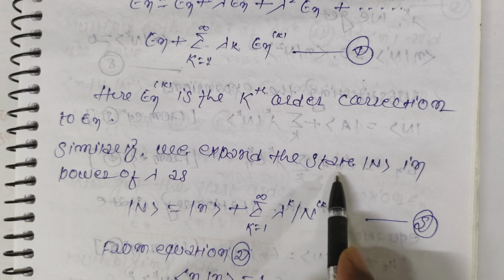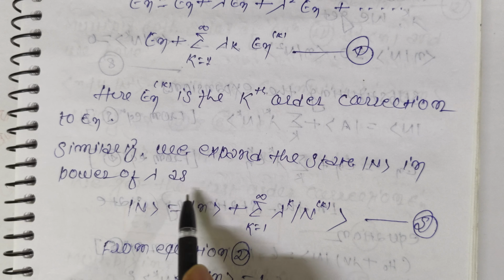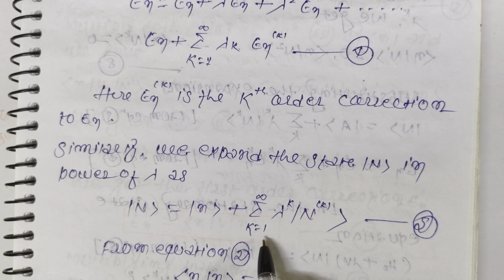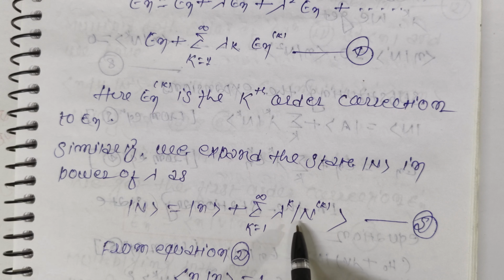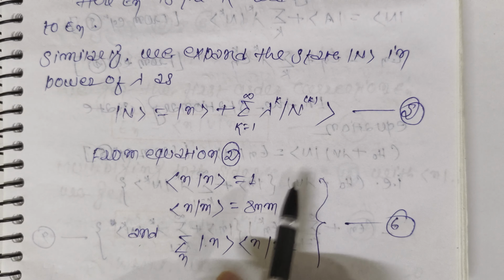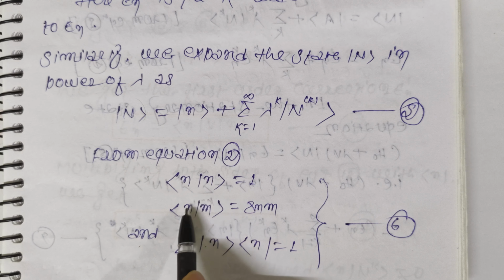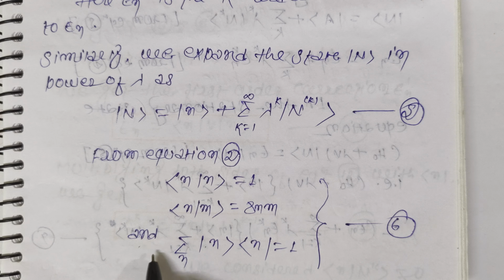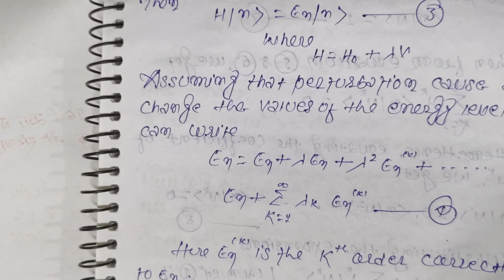Similarly, we expand the states |ψn> in powers of lambda. |ψn> is equal to |n> plus summation k is equal to 1 to infinity lambda to the power k |nk>. This is equation 5, friends. From equation 2, <n|n> is equal to 1, <n|m> is equal to delta nm, and summation <ψn|ψn> is equal to 1. This is equation 6.